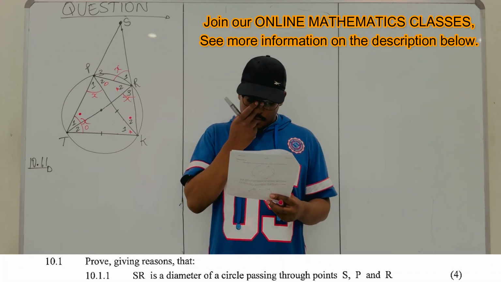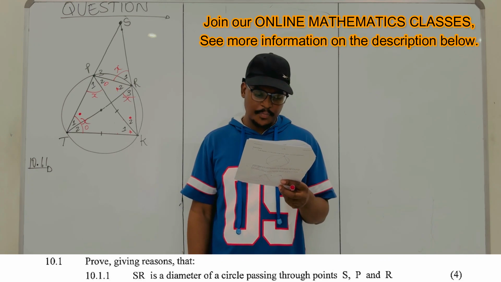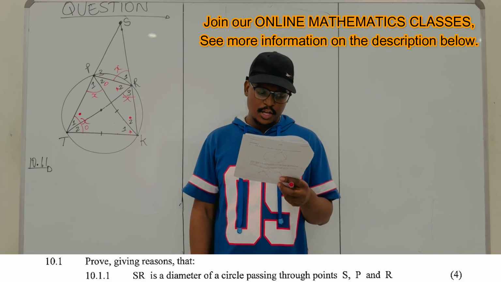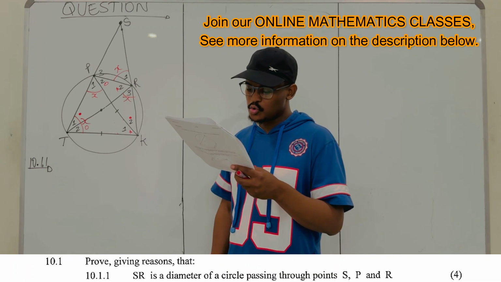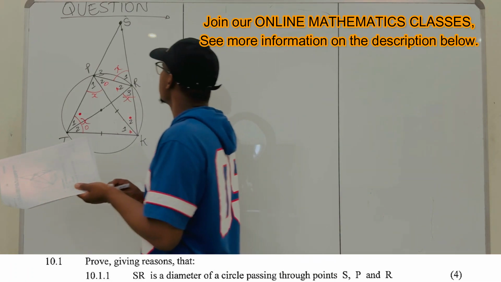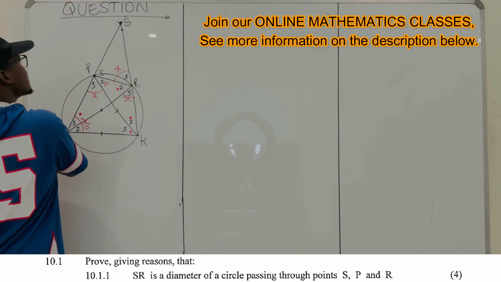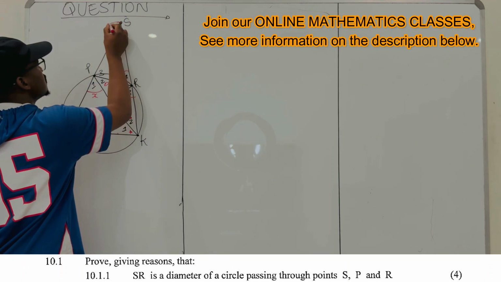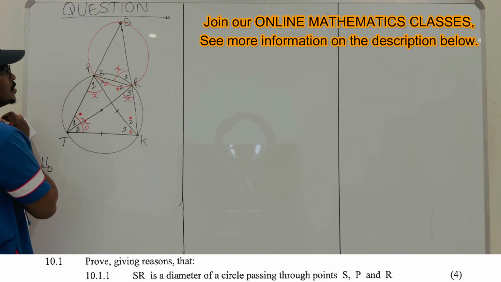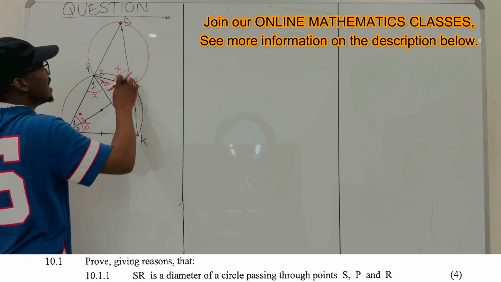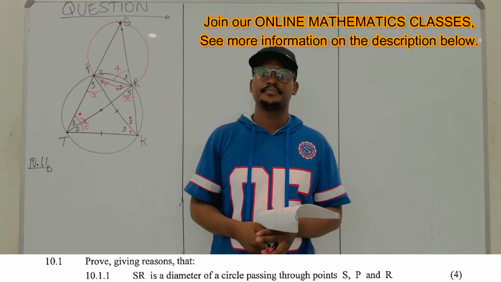They're saying, prove giving reasons that SR is a diameter of a circle passing through S, P, and R. So they want us to prove that SR is a diameter of a circle passing through S, P, and R. So there's a circle passing through S, P, and R. So let's say this circle looked like this. I'm going to write it in red. S, P, and R. So there's a circle that passes through these points. Right? So they must show that SR is a diameter to that circle.